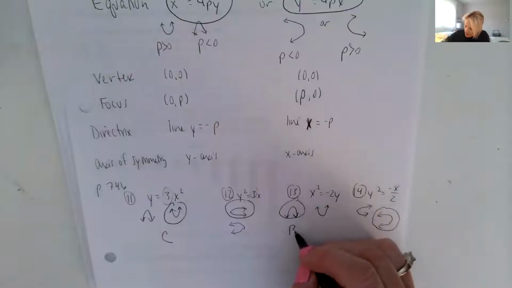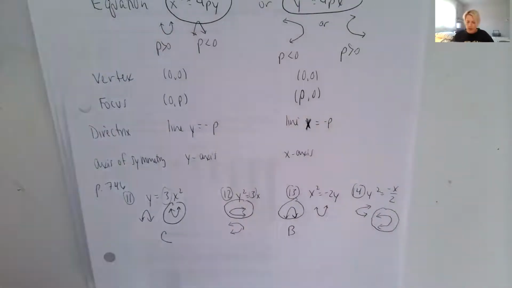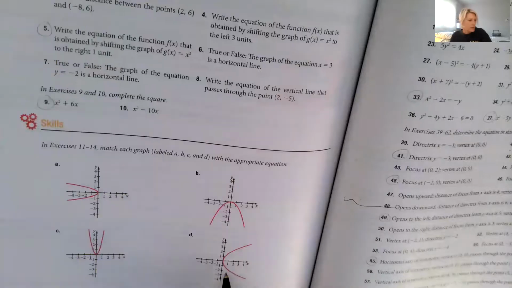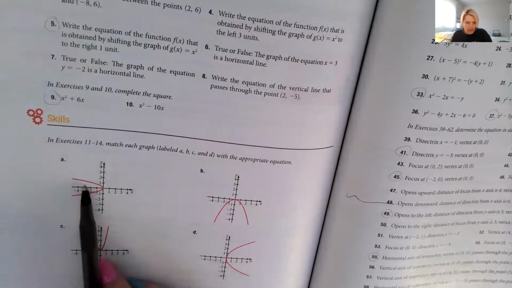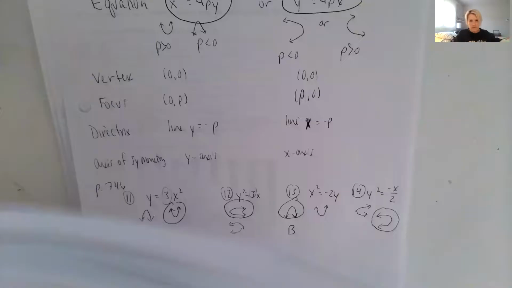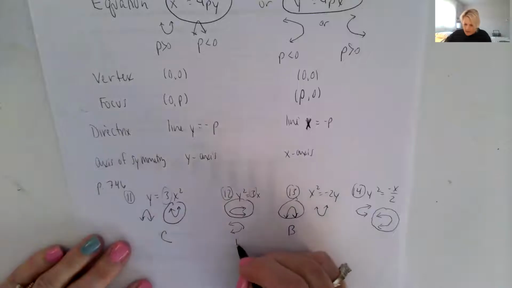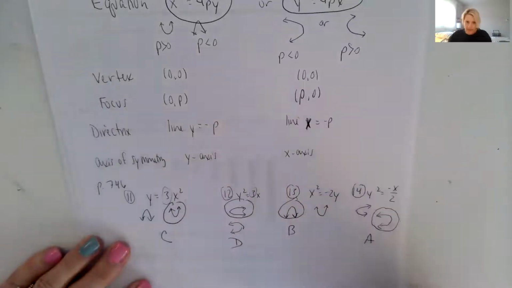And then 12 is going to be the face right, so that's going to be D. And then 14 is going to be A because it's facing left. So this one is D and A.